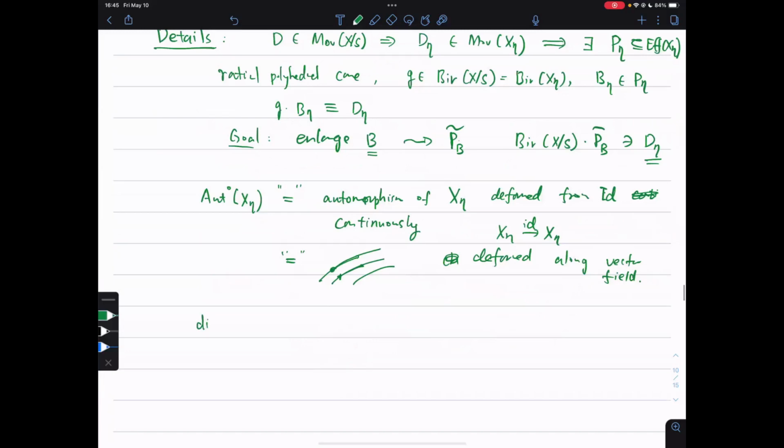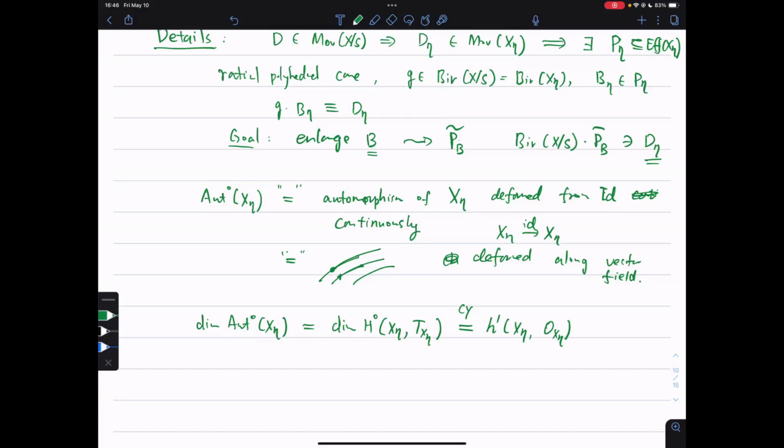Therefore, the dimension of this can be computed. The dimension of this is equal to the dimension of the vector field, the dimension of the tangent space. And by the Calabi-Yau condition, using Serre duality, Hodge duality, you will see this is equal to H1(X_eta, O_X_eta).